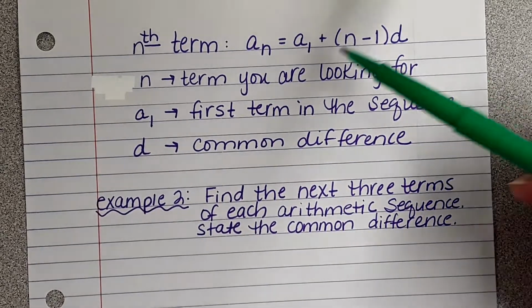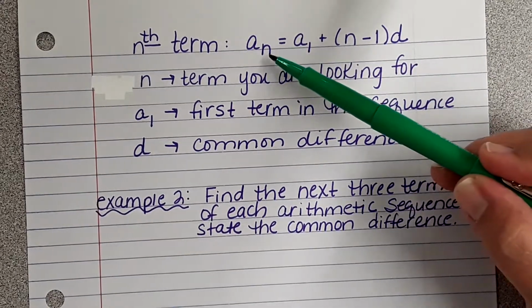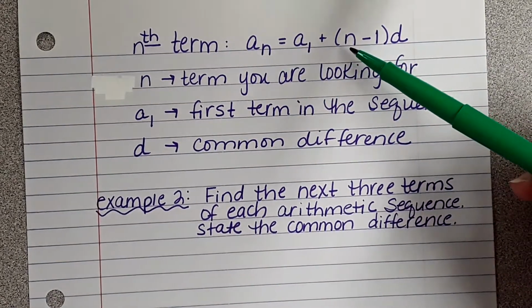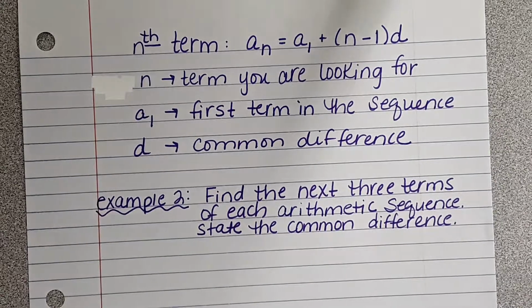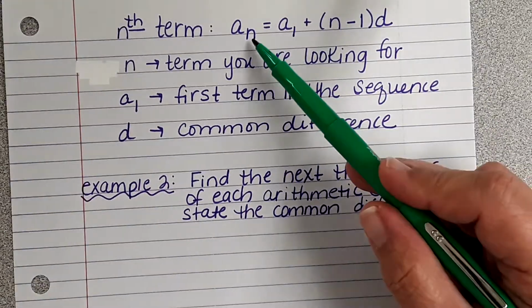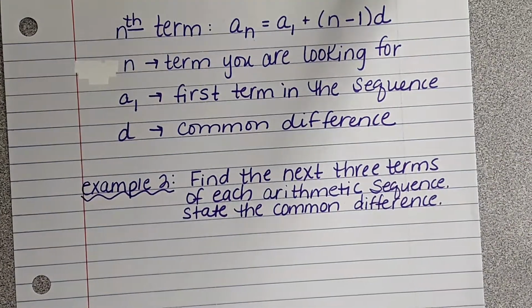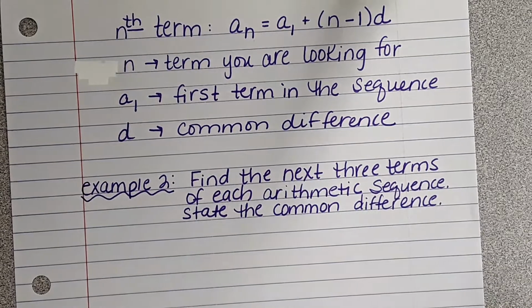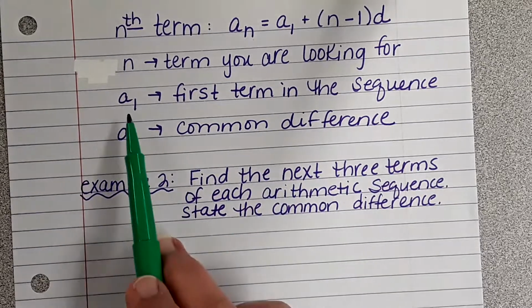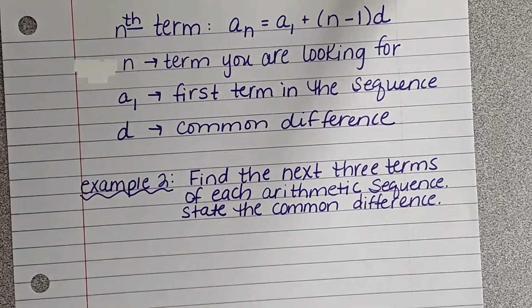Okay, so the n. See where it says n right here? That n is the term you're looking for. So if they say I'm looking for the 20th term, you would put 20 in for n. So whatever term they tell you you're looking for, that's the number you put in for n. A1 is the first term in the sequence. So whatever sequence you have, look at the first number they give you and that's what you put in for A1. You don't write A1, you guys, you replace A1 with the number.